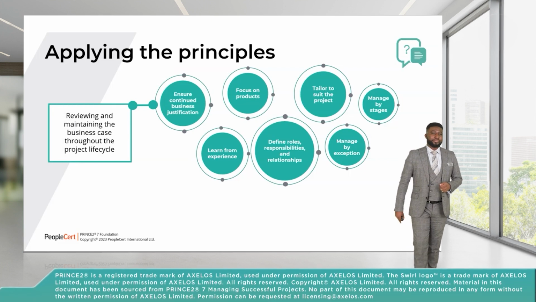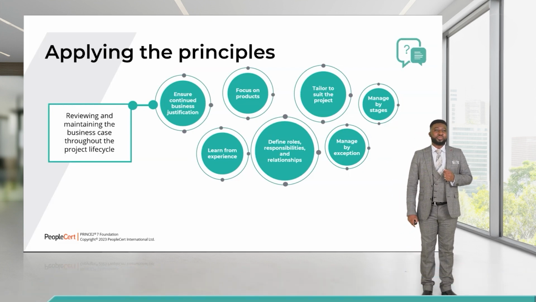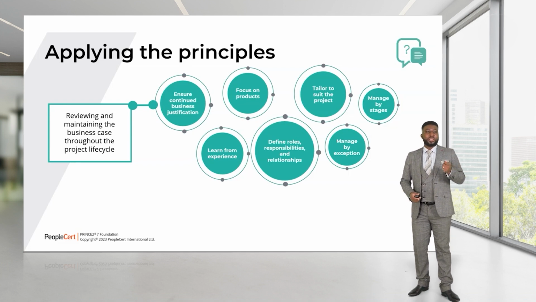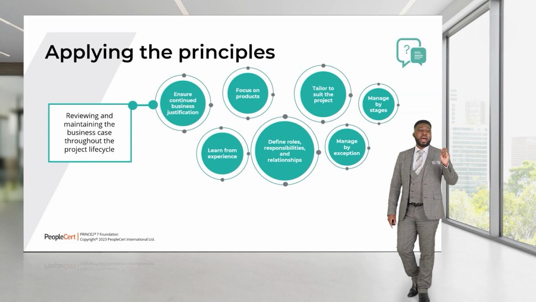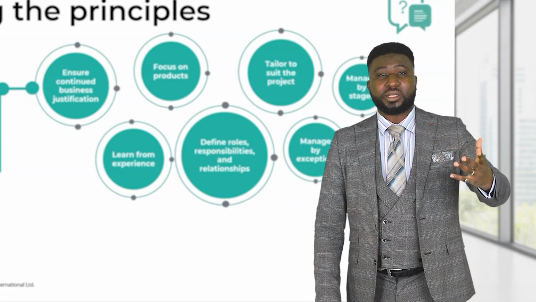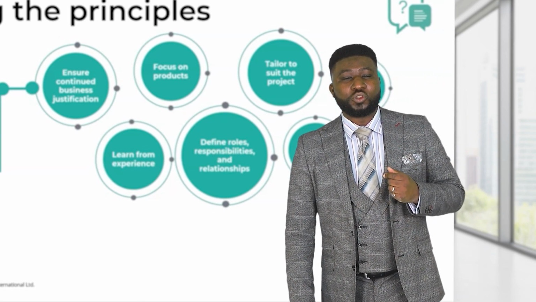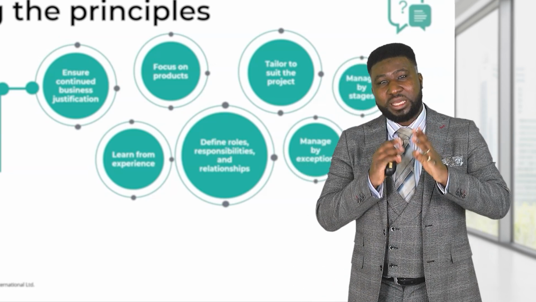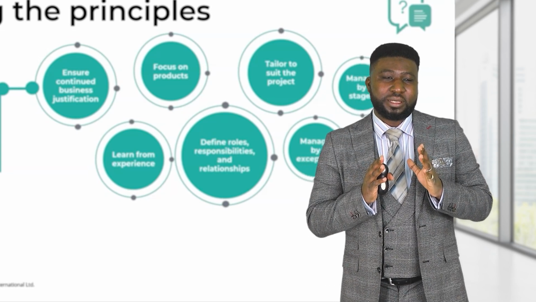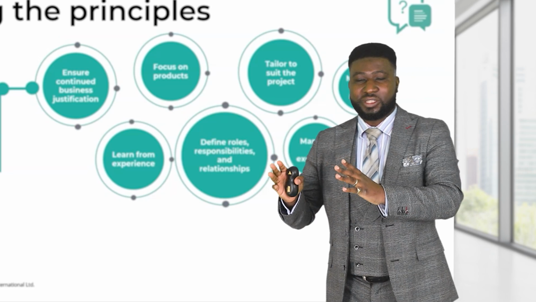Applying the principles, the obvious one is, of course, ensure continued business justification. This tells us that you want to review the business case and maintain it throughout the life cycle. You may have heard of a concept called the sunk cost effect, or gambler's dilemma. In a PRINCE2 project, we do not follow this. We do not believe in the sunk cost effect. The sunk cost effect is the idea that past investment is used to justify continued investment.